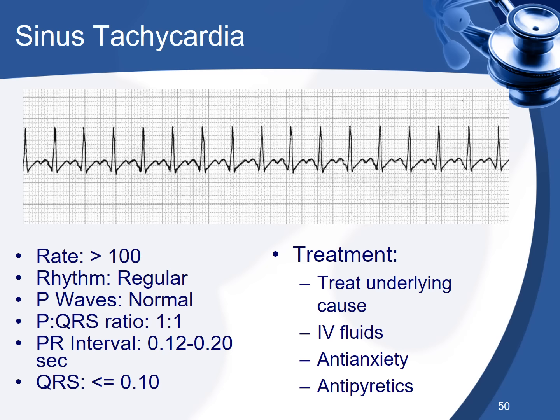There's always a reason for sinus tachycardia. Pain could increase the patient's heart rate. Anxiety could increase the patient's heart rate. Dehydration and fever. We have to treat the underlying cause to bring the heart rate back down to a normal sinus rhythm. So we might want to give them IV fluids, anti-anxiety medication, pain medication, antipyretics, things to make sure we get the underlying cause taken care of. As soon as that's done, the patient's heart rate should start coming back to normal.